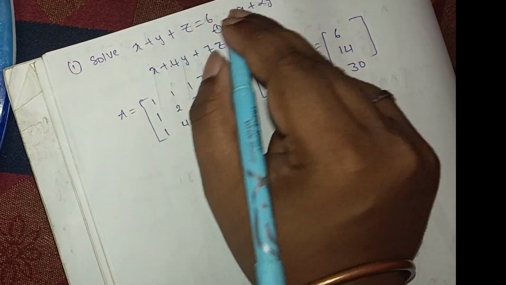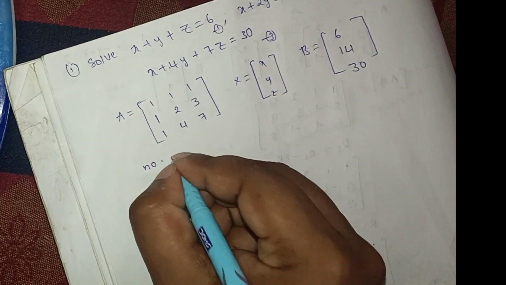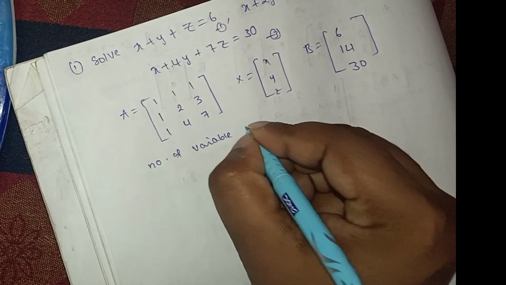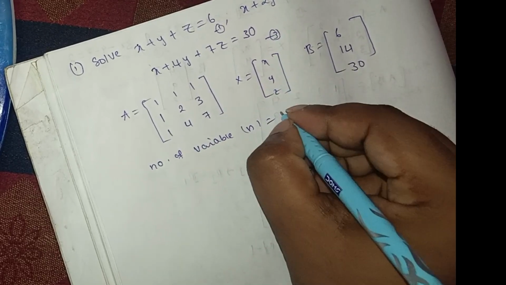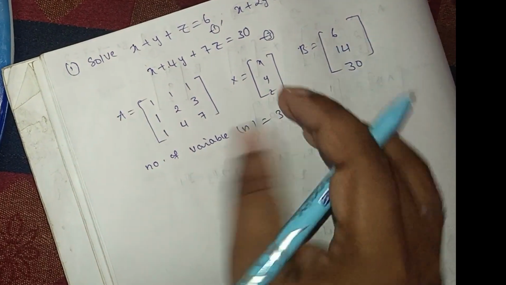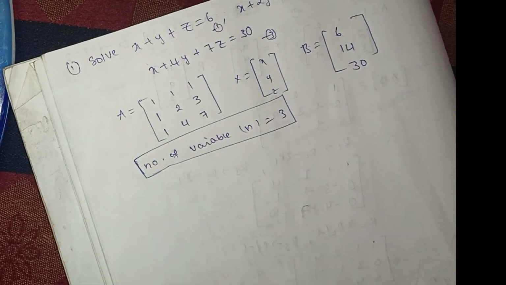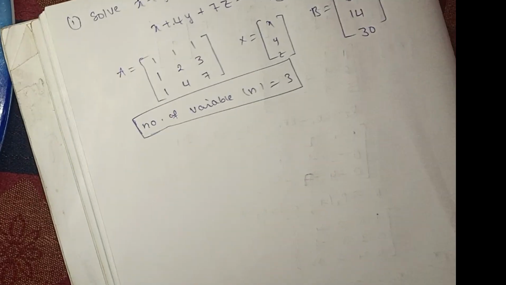So how many variables here? Number of variables, you can take it as a note. n is equal to 3, for x, y, z. You can keep this aside. It will be used at the end, in finding the solution.